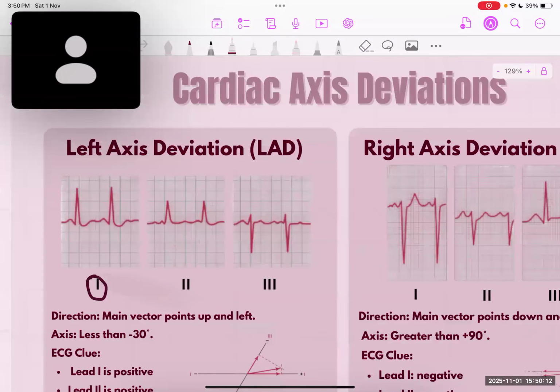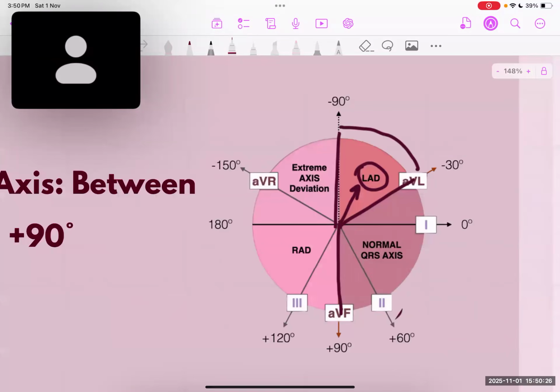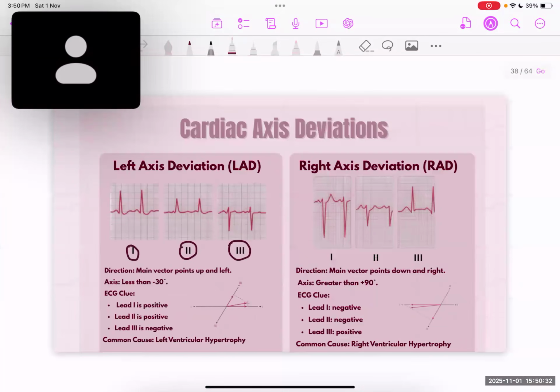For your lead 1, it's going to be a positive deflection. For lead 2, it's also going to be a positive deflection. And for lead 3, it's going to be negative. So when you see these three together, positive, positive, negative, it's a left axis deviation. But when there is a right axis deviation, your arrow is going to be somewhere here. How is that going to show? You're going to have a negative lead 1, a negative lead 2.